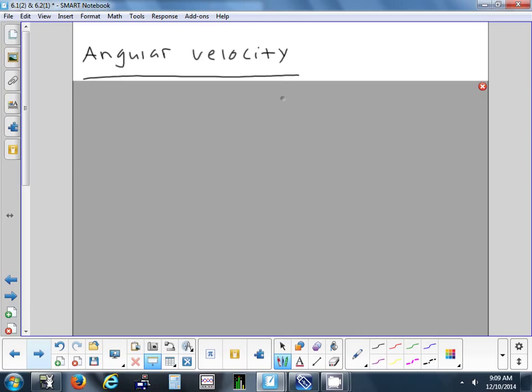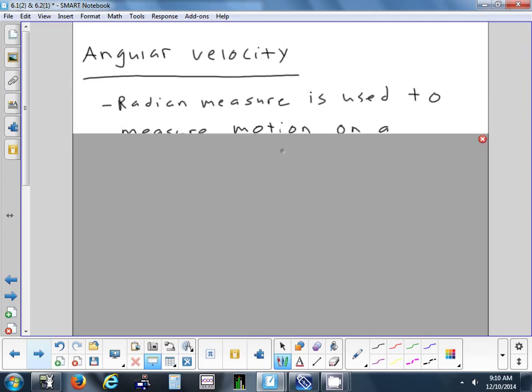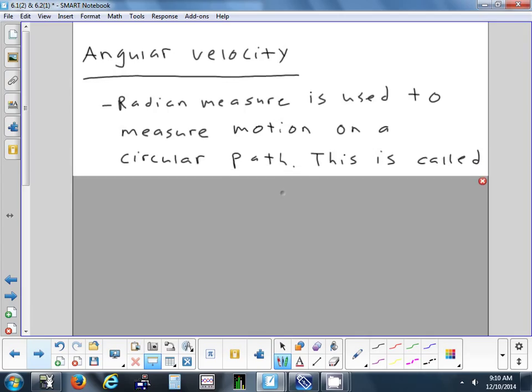All right, so next thing we're going to look at is angular velocity. Anybody ever studied that before? Angular velocity? So it's basically used to measure the speed or the motion of an object that moves in a circular path.